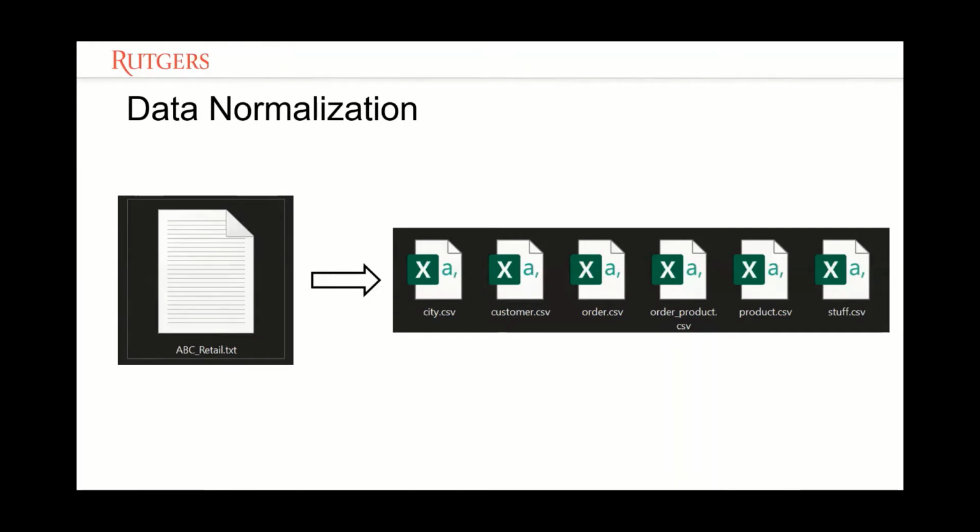Next, I will show you the data normalization of the second database, which is ABC Retail. Originally we have only one file named ABC Retail.txt. But the problem is there is a lot of redundant data in the file, and we want to remove the redundancy. We can do that by dividing it into several files. Each file is an entity or table.